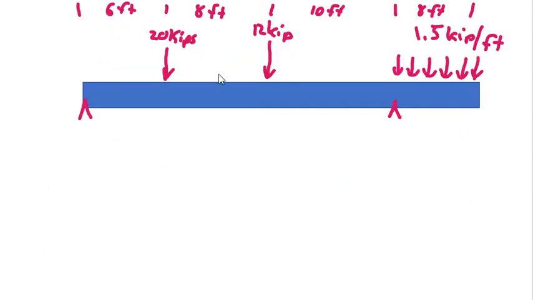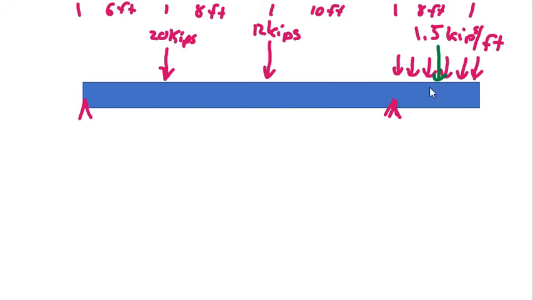All right, last problem. I have a beam again, and we are going to say 6 feet away, there's 20 kips down. Another 8 feet away, there's 12 kips down. 10 feet away, there is another support, right? There's support here and at the end. Then there's a distributed load of 1.5 kips per foot, and it's for 8 feet, so 1.5 times 8, 12. There's a total of 12 kips down here, and it's felt 4 feet away from this support, right?